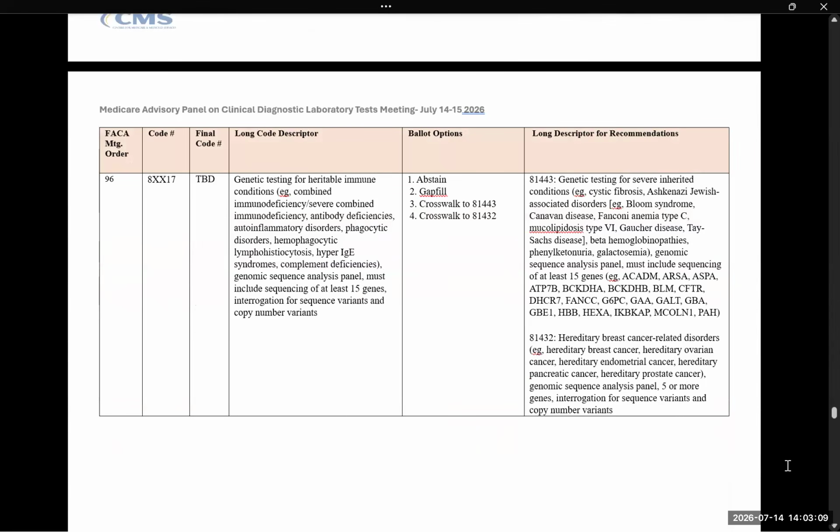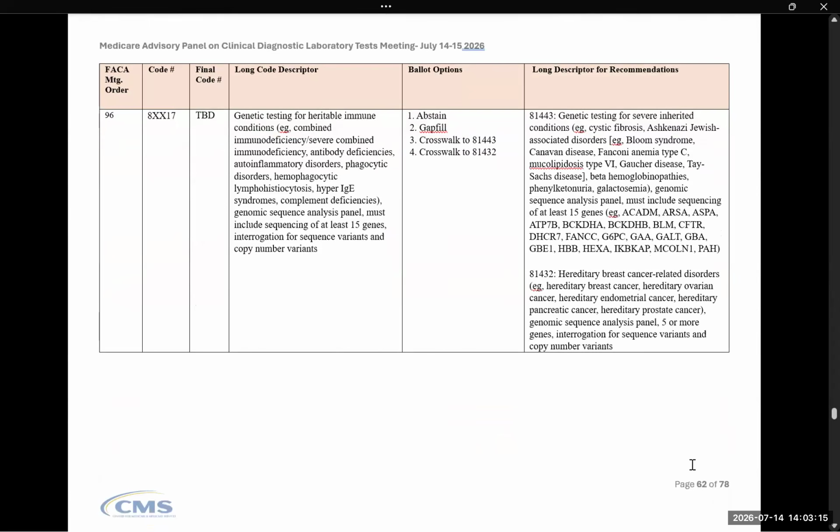Our next code is a tier 1 code, 8XX17. And I believe Dr. Bridges is going to discuss this one. So code 8XX17 is a genomic sequence analysis panel for heritable immune disorders. It sequences at least 15 genes and includes copy number analysis, and it is a non-proprietary category 1 panel rather than a single laboratory's proprietary test. For pricing, our recommended ballot option is a crosswalk to category 1 code 81432.